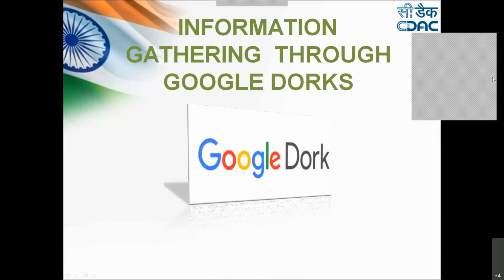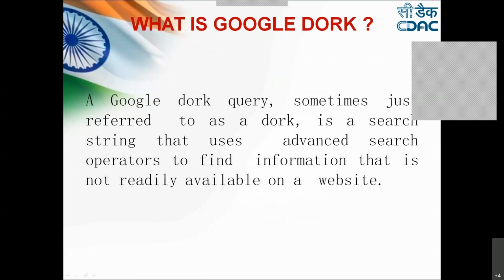Now, this is the favorite area from where the attackers are trying to get information about the target. I hope everyone is clear, or maybe some of you have an idea about Google Dorking. Now, what is Google Dork? Basically, it is known as Google Dorking or Advanced Google Searching. A dork is a search string that uses advanced search operators to find information that is not readily available on a website.